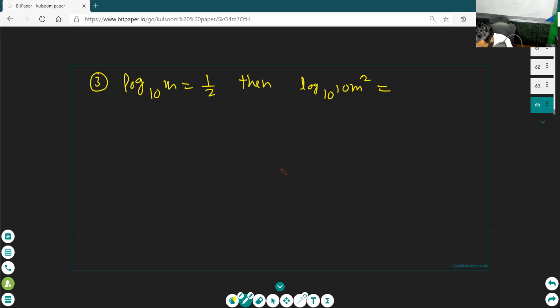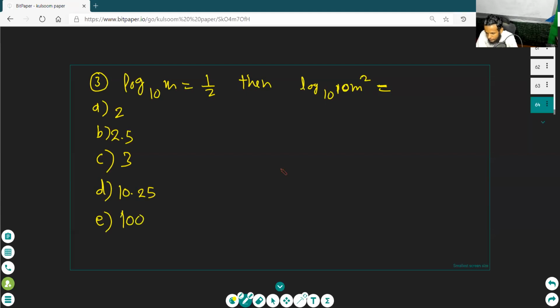Can you find its value? Can you find it? I give you the options: A is equal to 2, B is equal to 2.5, C is equal to 3, D is equal to 10.25, and E is equal to 100. Okay? Find the answer.